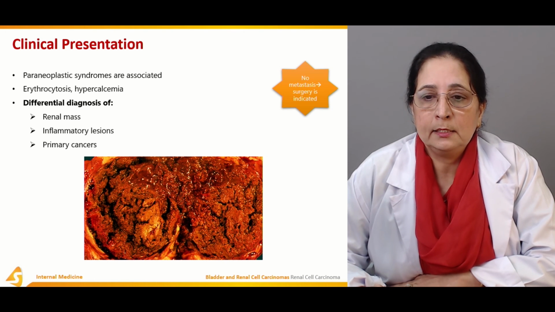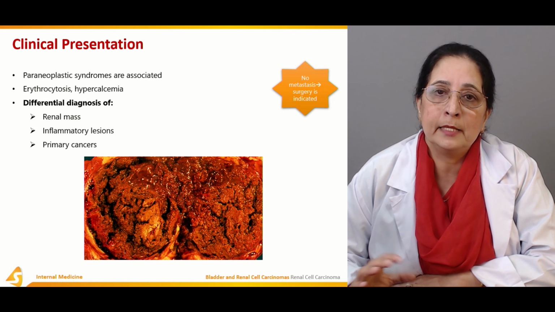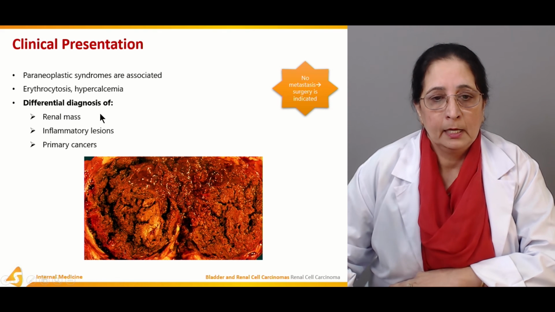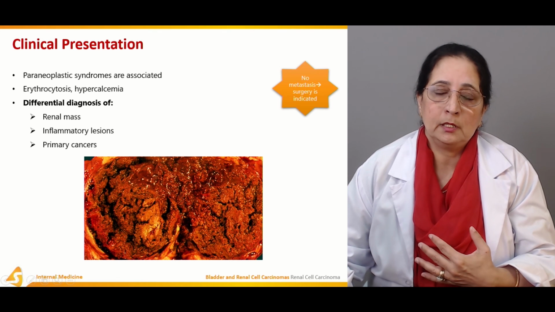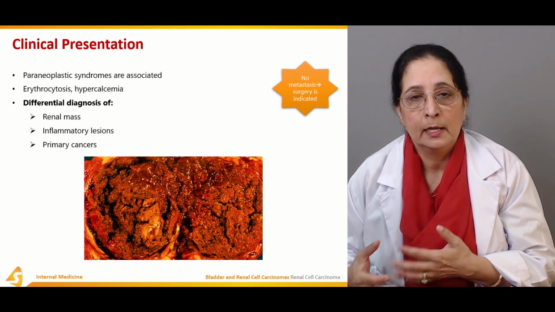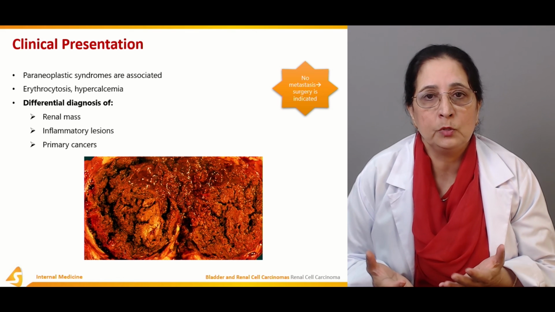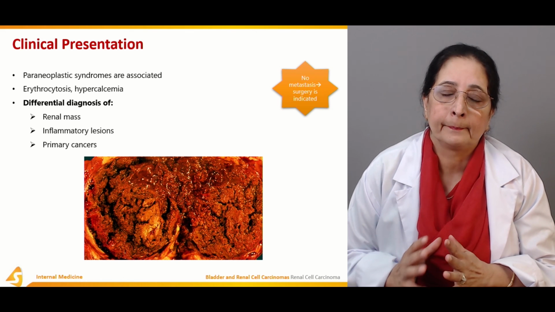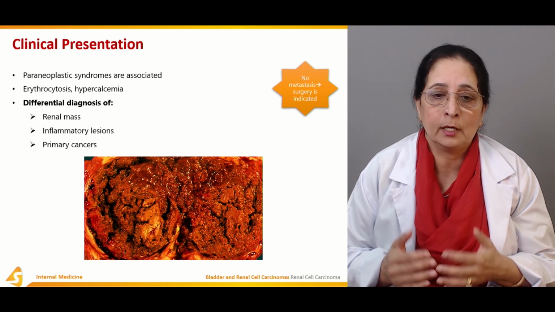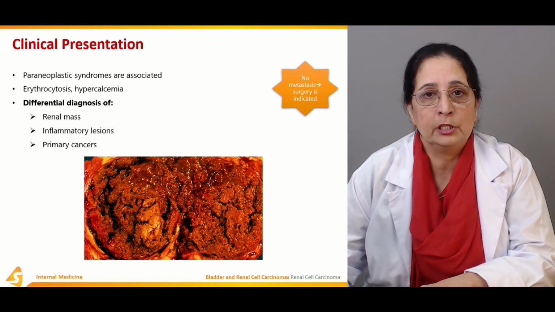Differential diagnosis of renal mass includes inflammatory lesions and primary cancers. If there is no metastasis, usually surgery is indicated. So if the disease has not metastasized, then surgery can be performed to cure the disease. The differential diagnosis is different renal masses, which may be due to other causes, maybe the presence of a cyst or any inflammatory lesions that can lead to features resembling carcinoma, leading to flank pain, hematuria, and then some primary cancers. All these are some differential diagnoses.